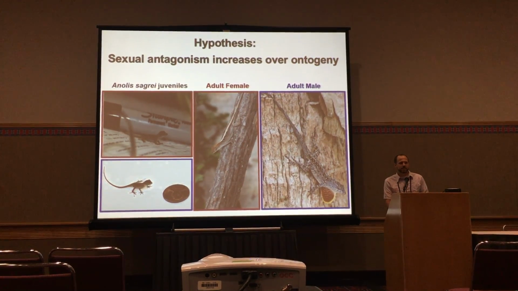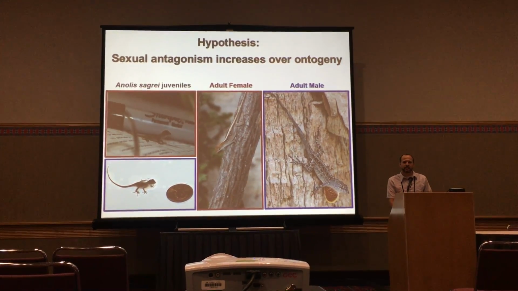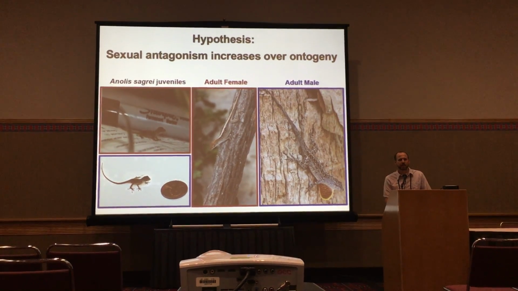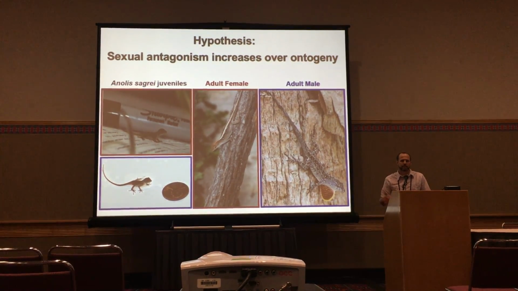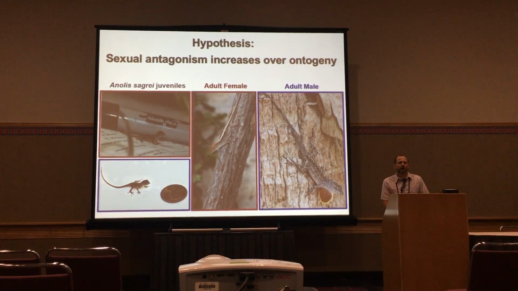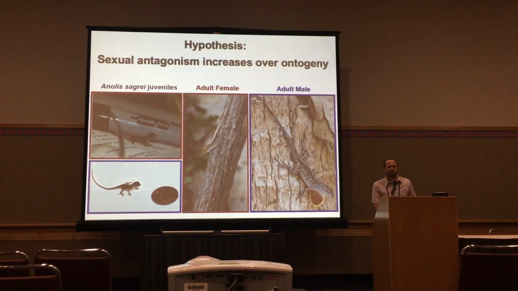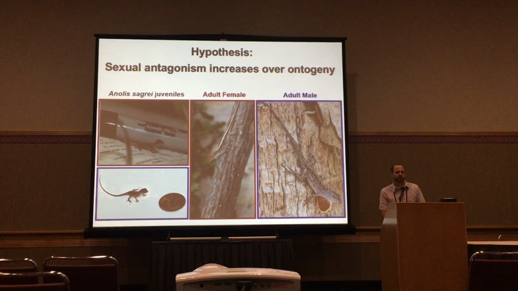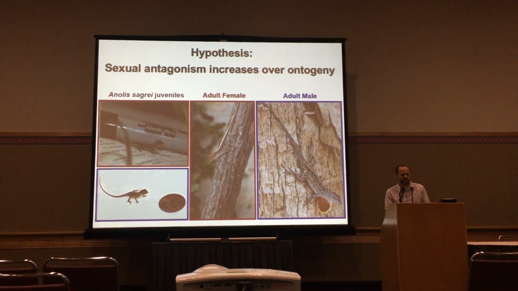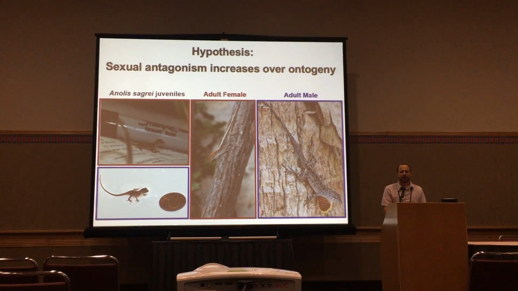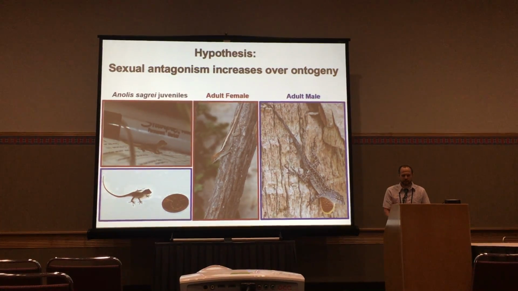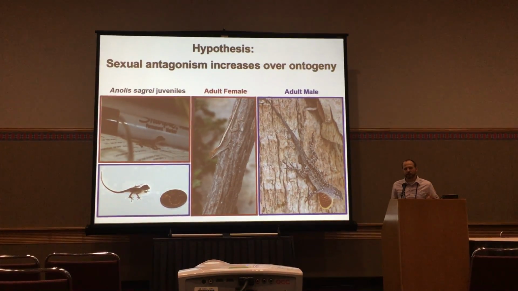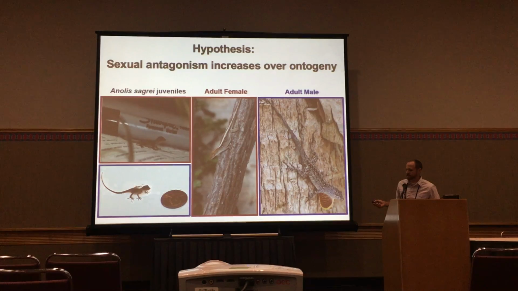Despite the early work that I showed, showing this conflict developing over the life stages and emerging in the adult stage, a lot of the more modern work on sexual conflict actually hasn't tested this. So I wanted to test this in my study species, the brown anole. And I think brown anoles are a good system to test this for a couple of reasons.